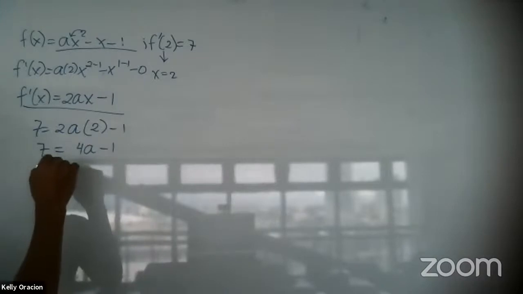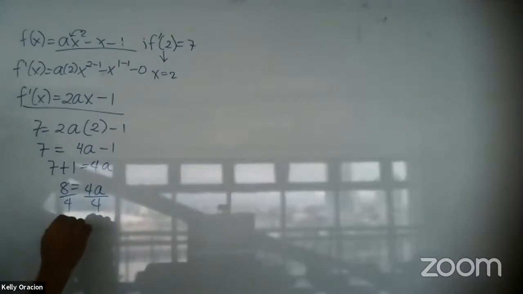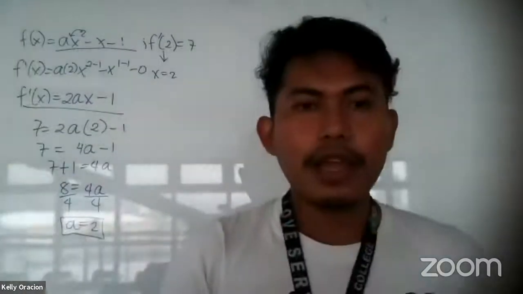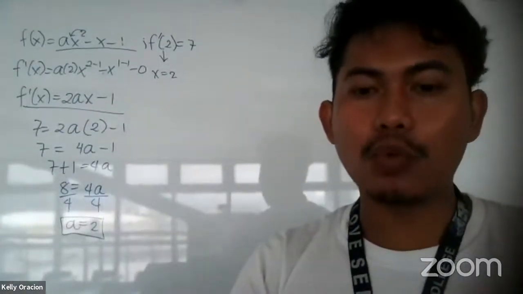The value is 7. So 7 equals 2a, where the value of your x is 2, minus 1. So 7 is equal to 2a times 2, 4a minus 1. 7 plus 1, combine like terms, so 8 is equal to 4a. Divide both sides by 4. This is the answer: the value of your A is 2.